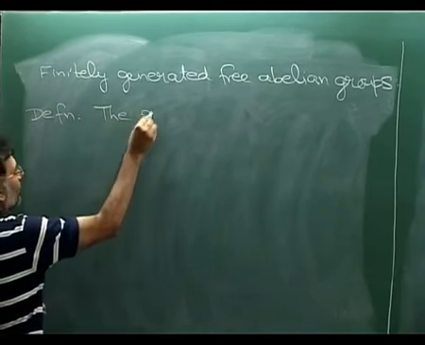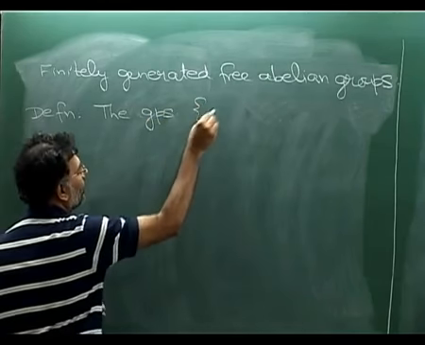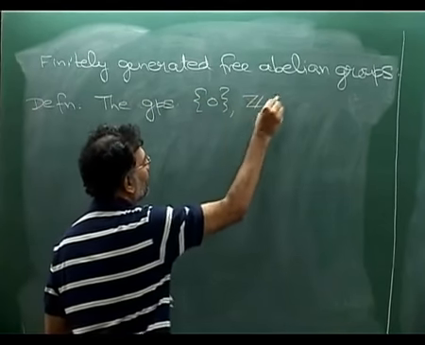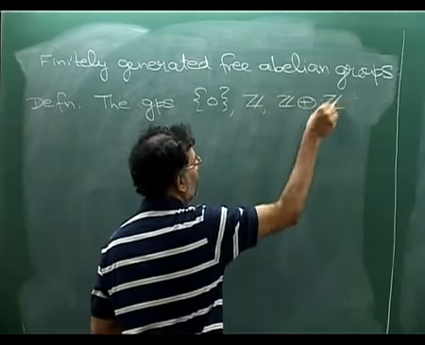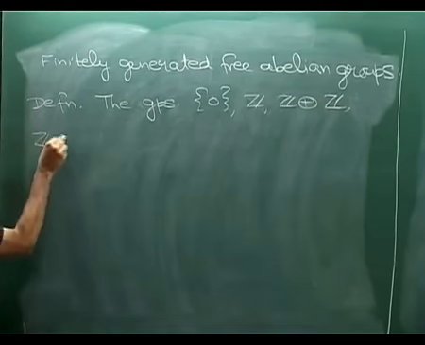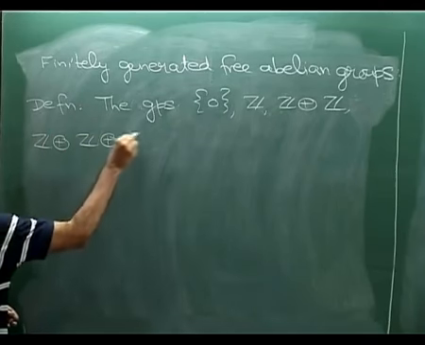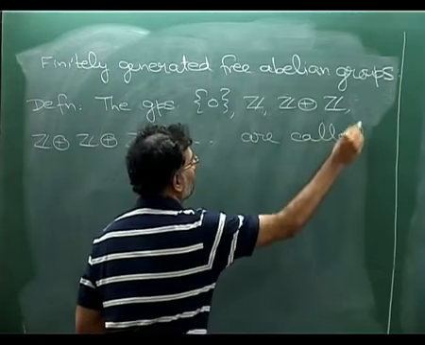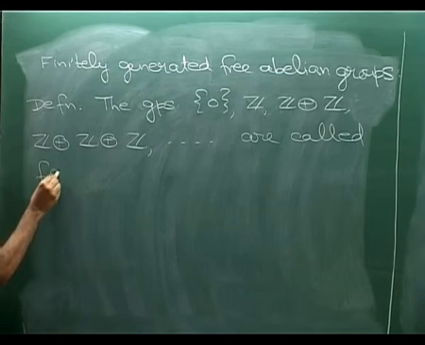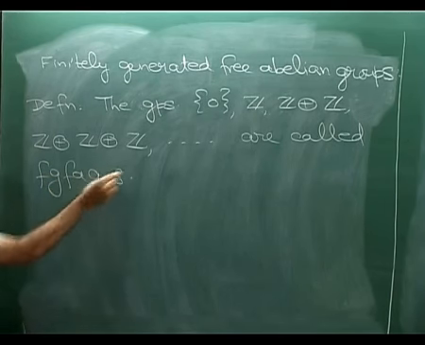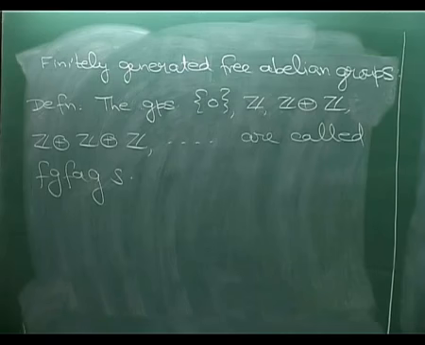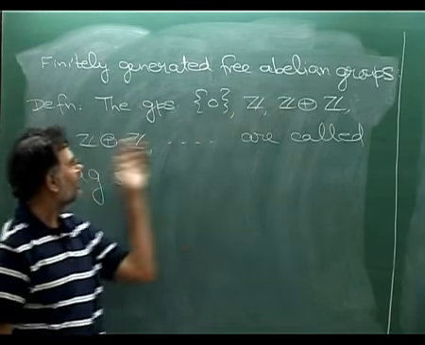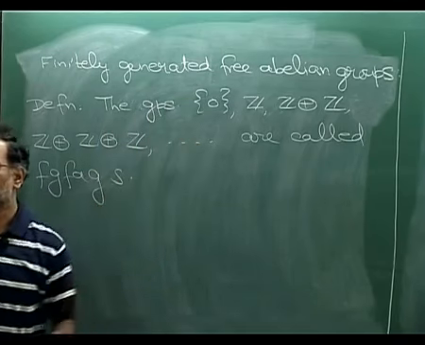The groups 0, Z, Z direct sum Z, Z direct sum Z direct sum Z, and so on are called, I'll abbreviate this, finitely generated free abelian groups, FGFAGs, right? So just those groups, that's all. There's one for every non-negative integer. There's Z, Z direct sum Z, Z direct sum Z direct sum Z, 4 copies of Z, 5 copies of Z. How many ever copies of Z?